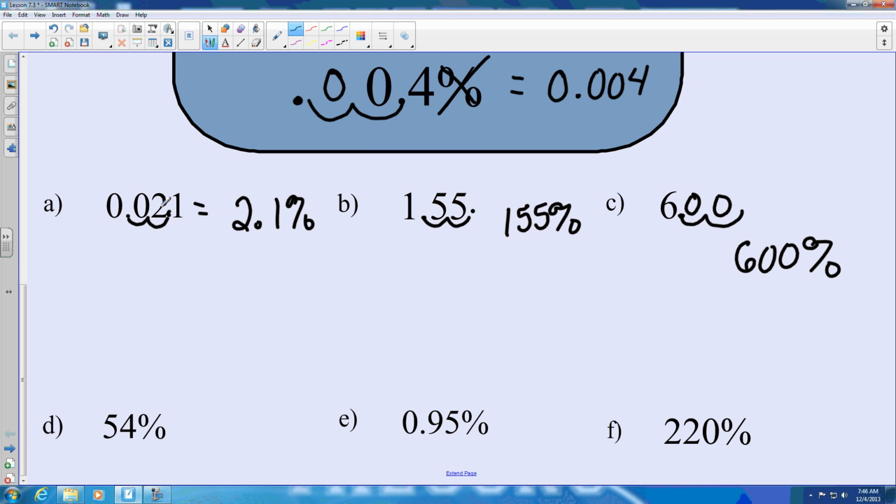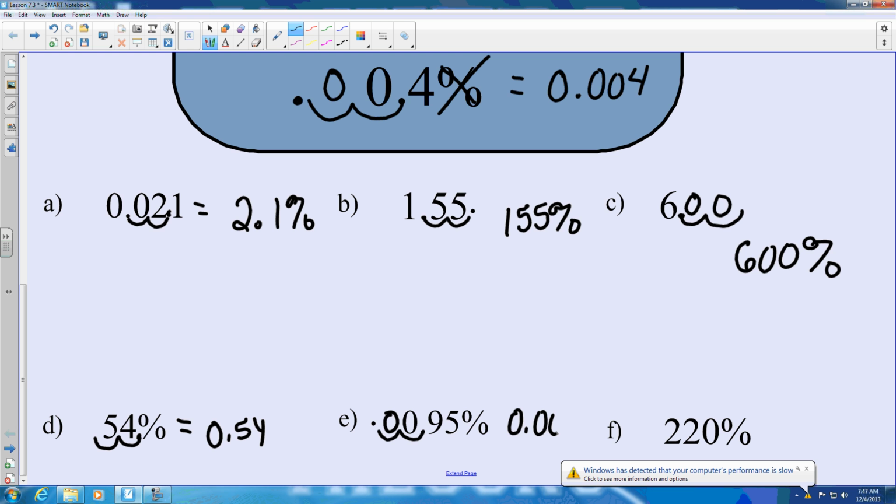Now, if I look at D, E, and F, those are all examples of percents because they have the percent sign behind each unit. So now I have to move the decimal point 2 units to the left in order to get a decimal. So here I go 1, 2. So 54% as a decimal is actually 0.54. 0.95%, move it 2 units to the left, 1, 2. Fill in the 0, so it's actually 0.0095. And 220% as a decimal, it's going to be written as 1, 2. It's going to be 2.2. Okay?